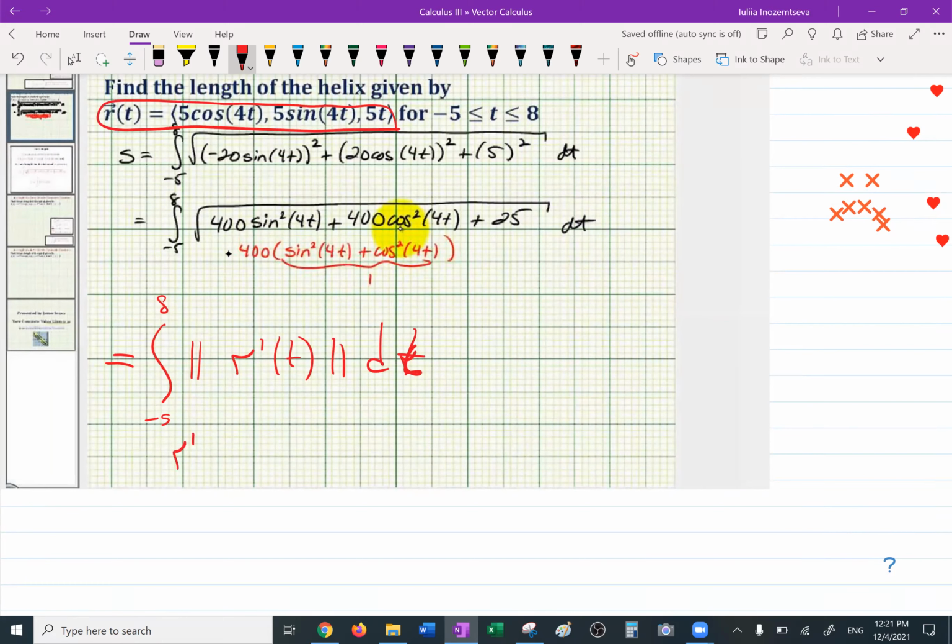So r prime is 5 times 4, which is 20, minus sine of 40. Don't forget the chain rule, please. The chain rule is important. You guys should remember the chain rule already. So 20 cosine 40 and 5. That is your r prime vector. Then you find the size of that.